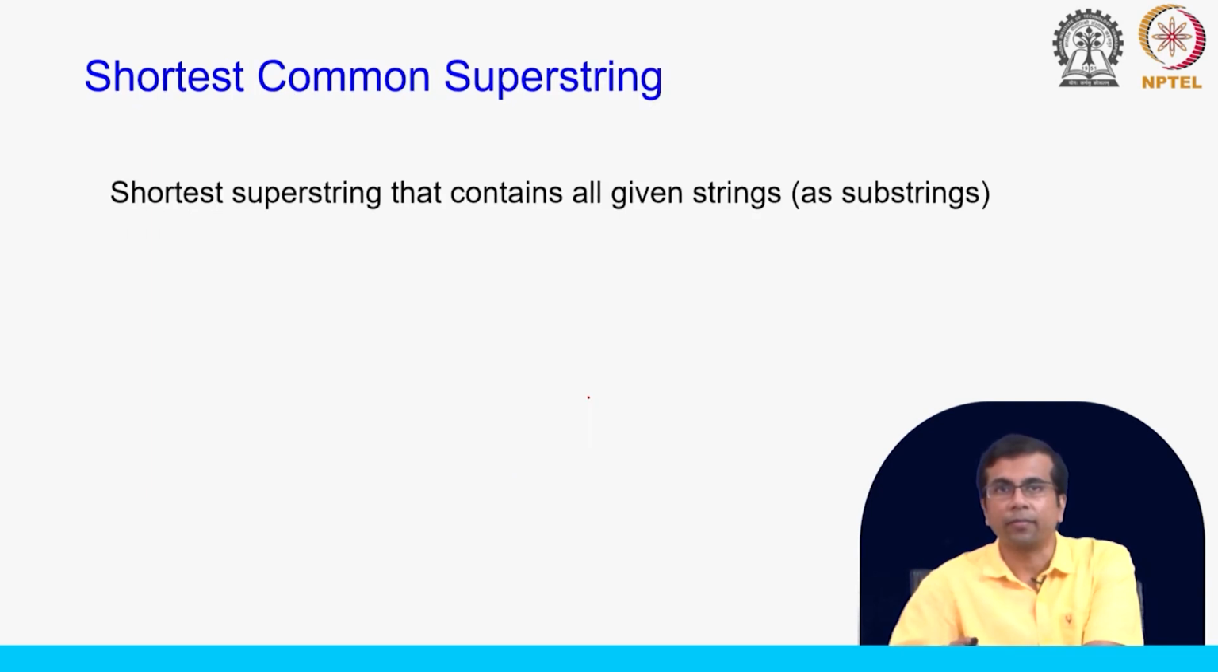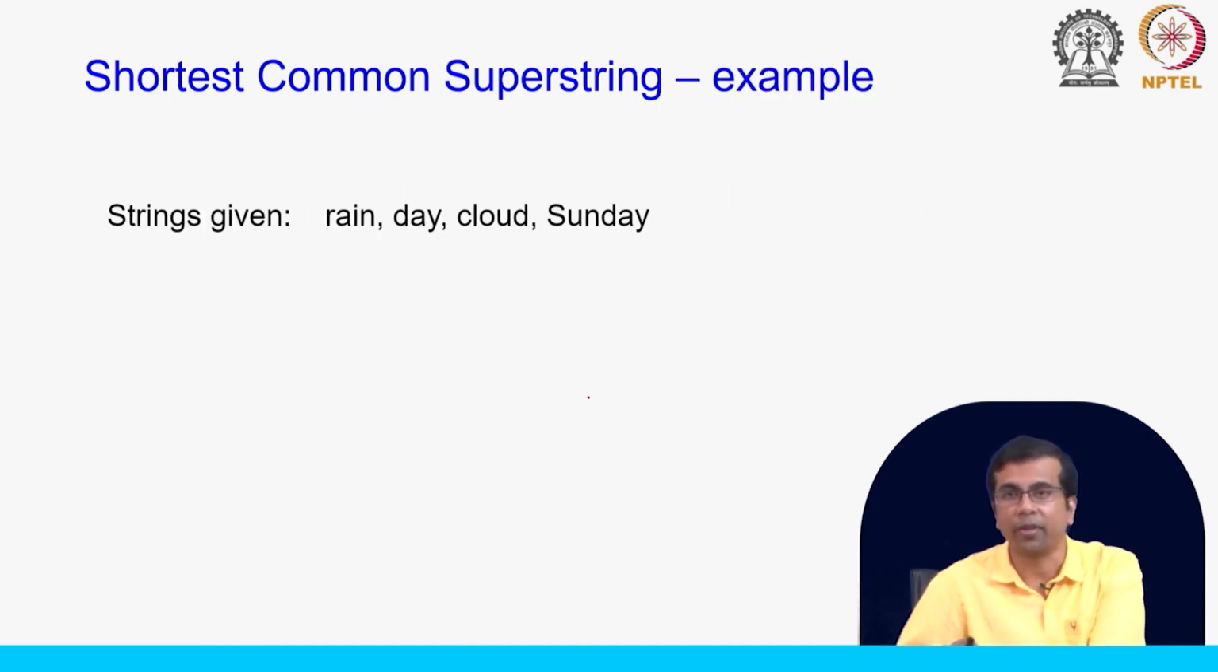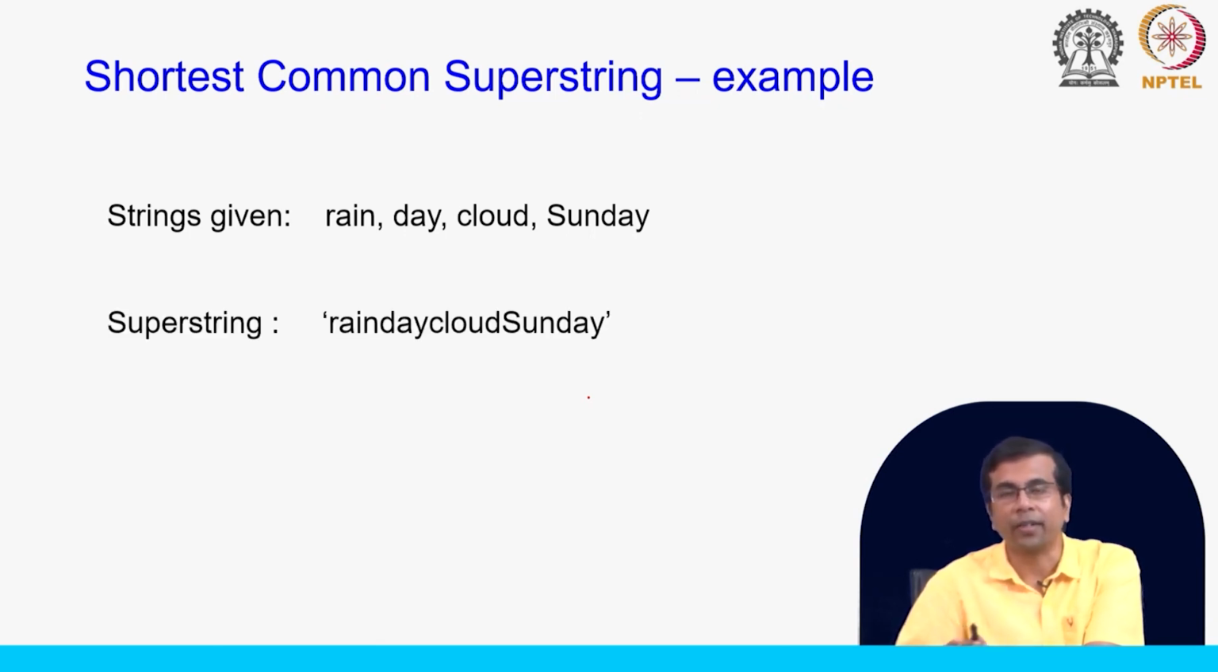Now, what is tricky is what is called the shortest common superstring or the shortest superstring. The shortest superstring is the shortest one that contains all given strings as substrings. So, out of all superstrings that you can think of, this will be the shortest one. This becomes tricky now: what is the shortest one, and that is likely to be a difficult problem. Now, let us go back to the same example, where we have these strings rain, day, cloud, Sunday. This is the superstring that we got.